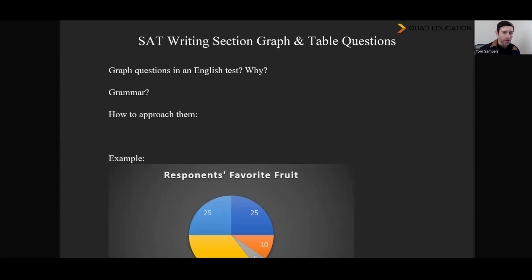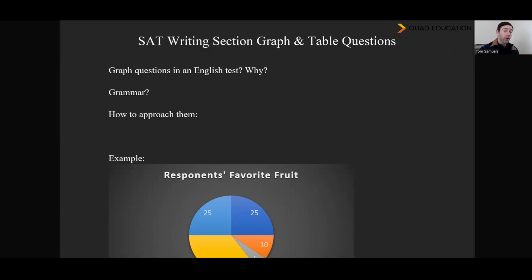Okay, so graph and table questions. Why are they in the SAT writing section at all, first of all? Well, if you ask me, it's because there isn't an ACT science section in the SAT. Obviously, that's not the explicit answer that the SAT would give you if you were to ask them, but I feel like that's probably pretty much why. So the ACT has this whole section where students answer a bunch of questions about a ton of graphs and tables, which is the science section.